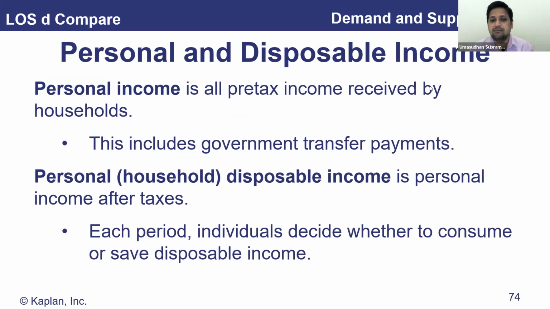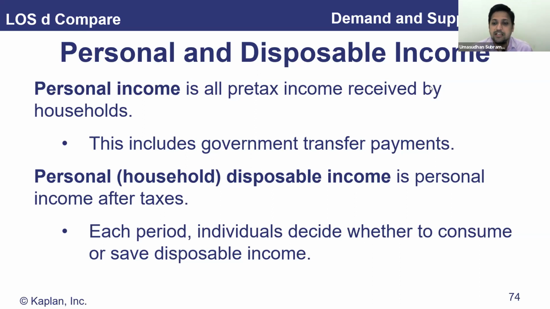So personal income is the pre-tax income received by households. This should also include transfer payments. So what are transfer payments? Remember, we always said transfer payments, are they part of your GDP? Yes or no? What do you think about it? Do we include transfer payments in GDP?